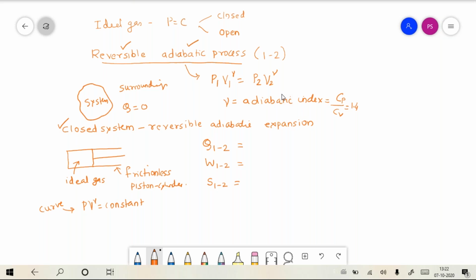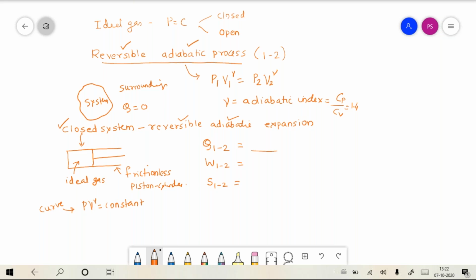Can you tell me what is the value of Q12 when it is a reversible adiabatic process undergone by a closed system? This closed system undergoes a process which is reversible and adiabatic. What is the value of the heat transfer Q12 during the process 1 to 2? Any answers? Okay, Gargi is saying zero, and it is correct. Obviously, because it is an adiabatic process, the answer is zero.